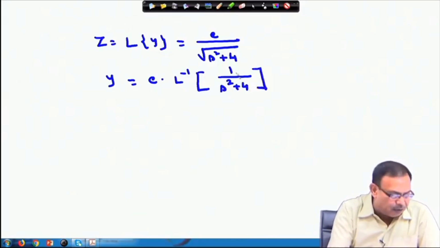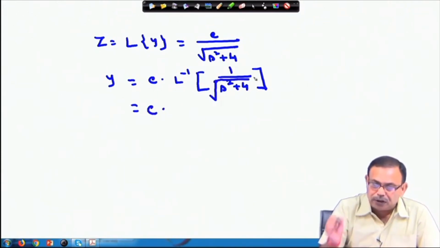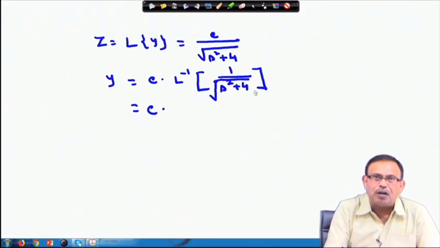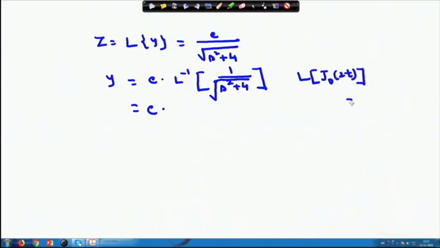And this value is nothing but, if you remember, 1 by root over s square plus 4, because if root is not there it will be simply sine. So, Laplace transform of J0(2t), if you remember, is nothing but 1 by root over s square plus 4. So here, Laplace transform of J0(2t) equals 1 by root over s square plus 4.